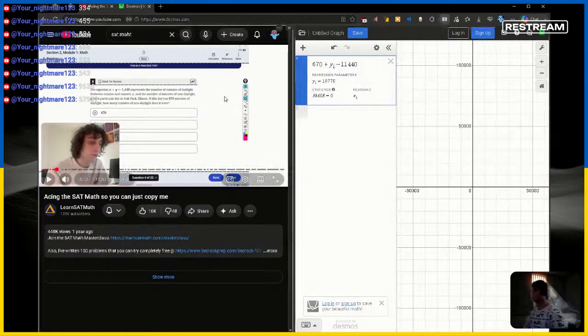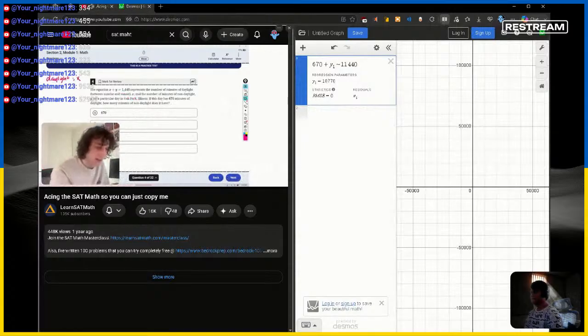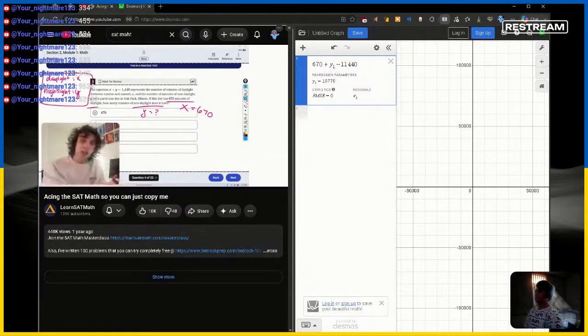The equation x plus y represents the minutes of daylight, x, and number of minutes of non-daylight, or nightlight. That nightlight sounds wrong, but we're going to call it nightlight because it's funny. If this day has 670 minutes of daylight, so 670x, then how many minutes of non-daylight does it have, so what is y?